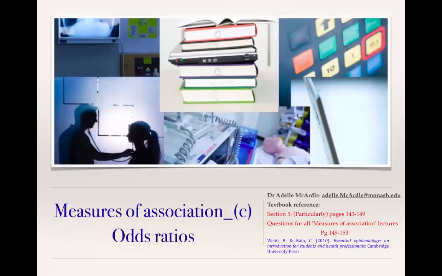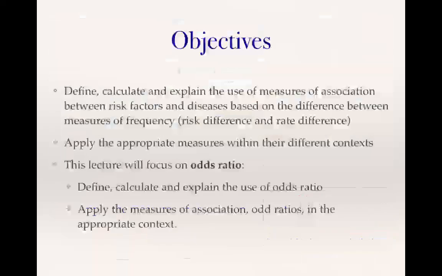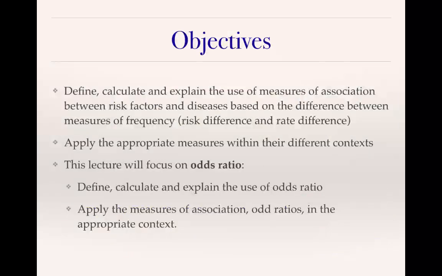Please note the last textbook reference and the textbook questions. Those questions are applicable to all of the risks, attributable risks, relative risks, and odds ratios. And again, these objectives are similar to what you saw in the other two measures of association lectures, except that this is specific to odds ratios.